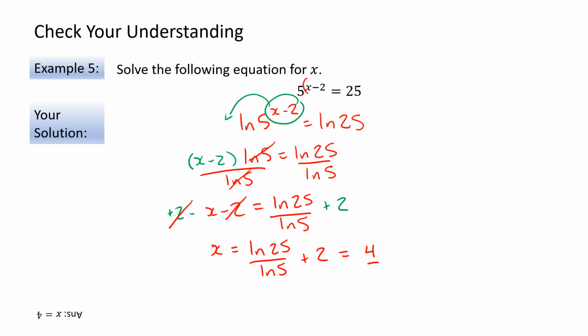And you can always take your answer and substitute it in to see if you did the calculations right. And if you did, you get 5 to the exponent 4 minus 2 is equal to 25. 4 minus 2 is 2, so 5 squared is equal to 25. And you know that is because 5 times 5 is 25. So you can check whether your answer is correct by substituting it back into the original equation.